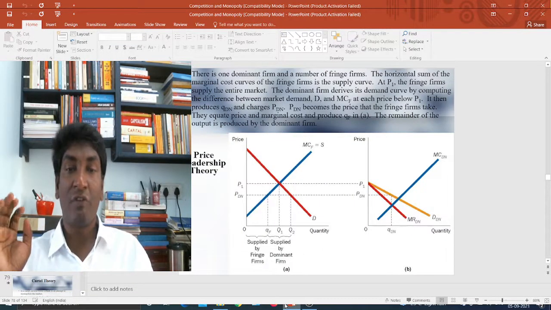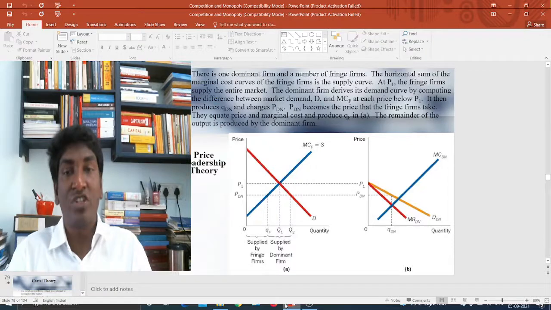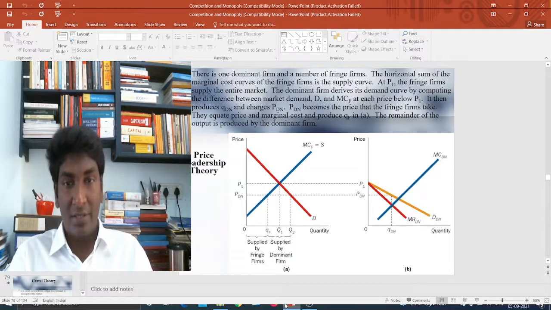So there is one dominant firm and a number of fringe firms. The horizontal sum of the marginal cost curves of the fringe firms is the supply curve in that sense. So at P1, the fringe firms supply the entire market. The dominant firm derives its demand curve by computing the difference between market demand, that is D, and market supply at each price below P1. It then produces the quantity demanded and charges a price PD, and PD becomes the price that the fringe firms take. They equate price and marginal cost and produce quantity, the fringe firms' quantity in A.